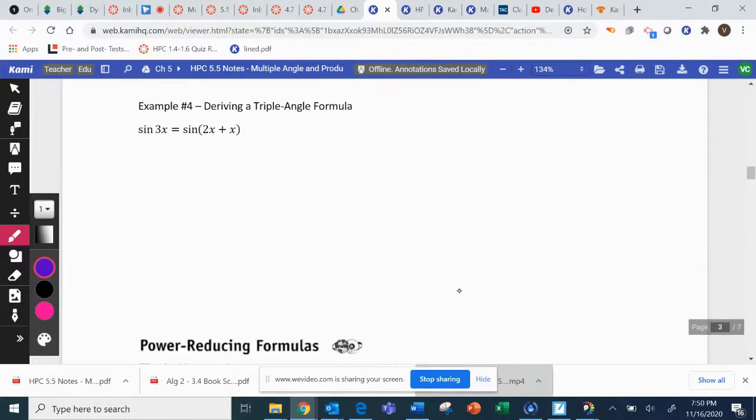Okay, example 4 is deriving a triple angle formula. So we already have double angle formulas. We can make a triple angle formula if we want it. And we're going to use the sum of the sine formula that we just learned in 5.4. So the formula says to do sine 2x cosine x plus cosine 2x sine x.